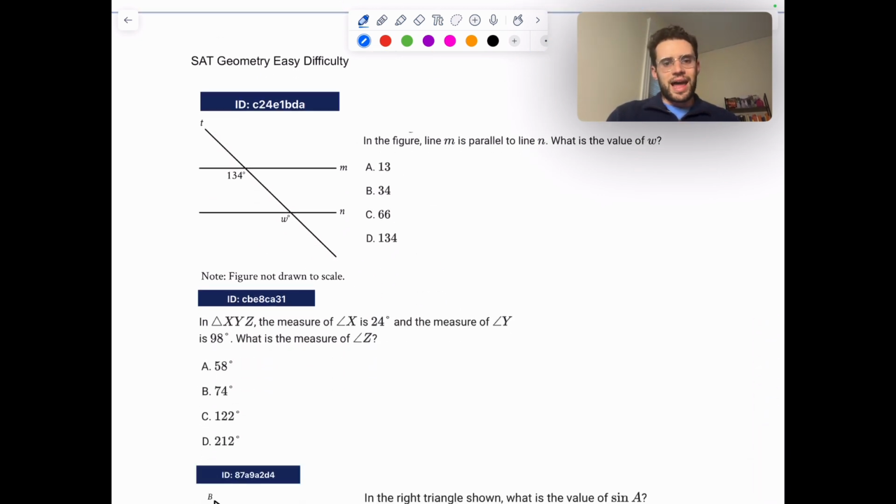In the figure, line M is parallel to line N. What is the value of w? So we've got, again, parallel lines cut by a transversal. This is very similar to the question from earlier. They're corresponding angles, so they're going to have the same measure. This will also be 134 degrees.